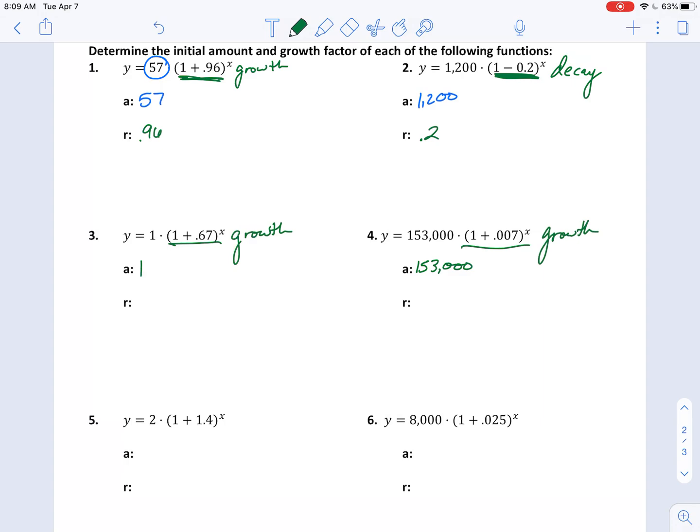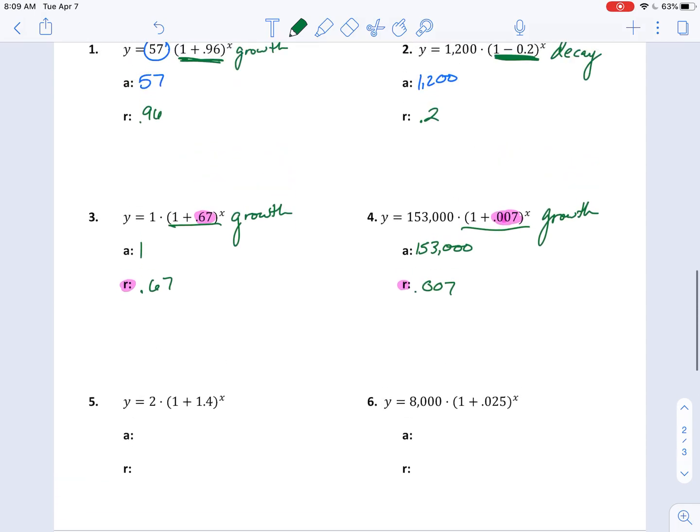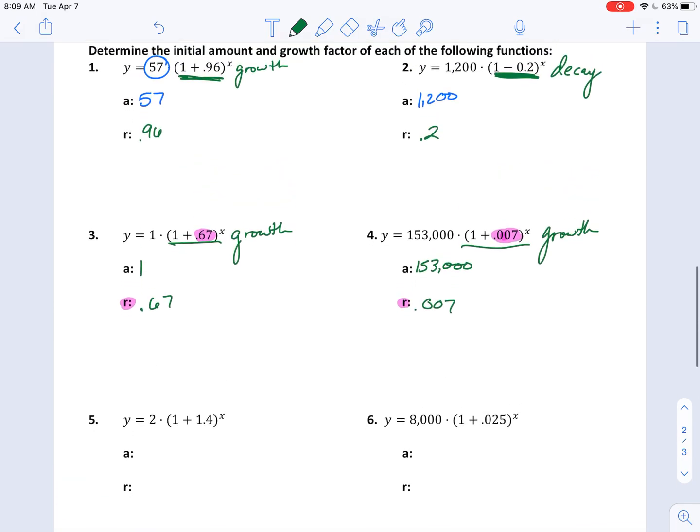And in number 4, I'm still adding. So I'm still doing exponential growth. But what's my rate of growth? What's my growth factor in each problem? Well, that's just going to be the number with 1. What's inside that parentheses here? So we've got 0.67 as my growth factor here, and we've got 0.07 as my growth factor in number 4. So why don't you guys pause the video, try 5 and 6, and then we will be done for today.